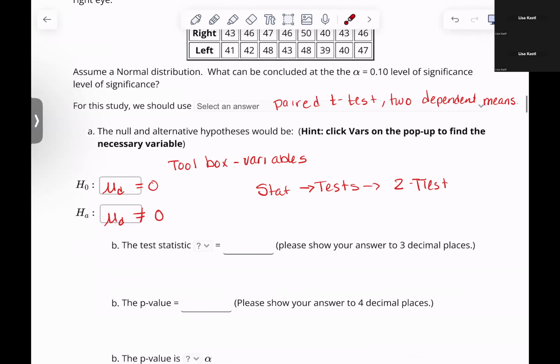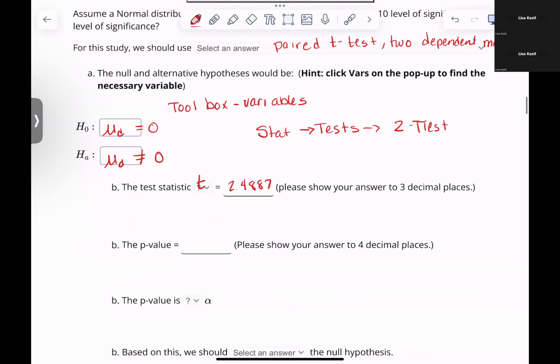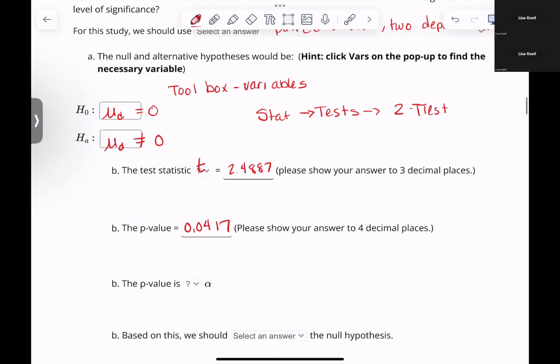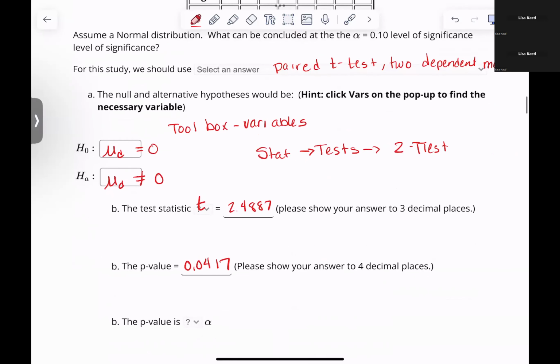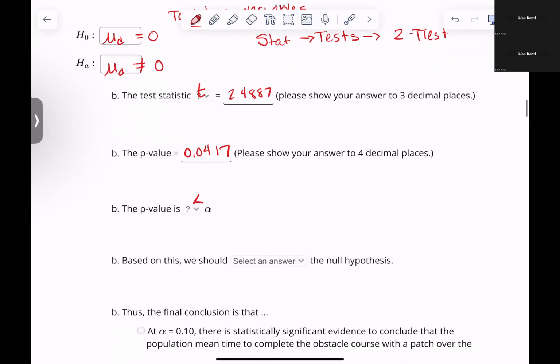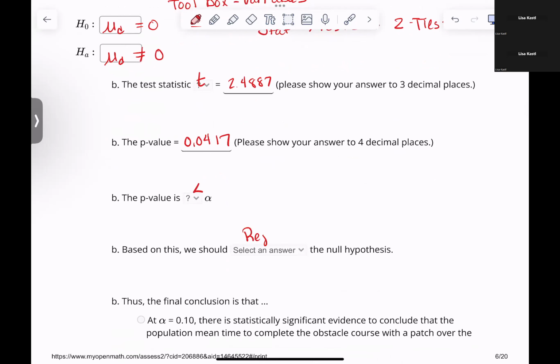So my test statistic is t equals 2.4887, and the p-value is 0.0417. Okay, so is my p-value bigger or less than my alpha? What was alpha? 0.1? So is that less than? So what do we do? Reject. The p is low, the null must go.